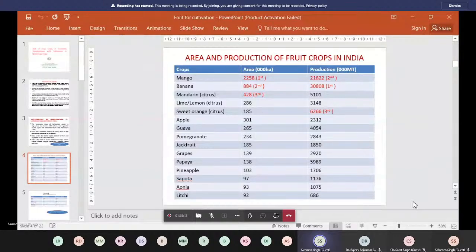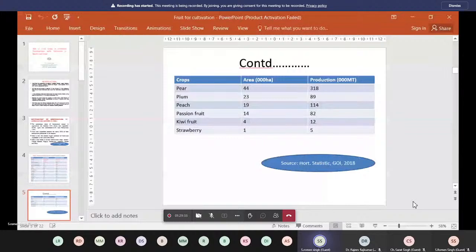In northeastern India, mainly pineapple and citrus, also mainly amla or mandarin and Khasi lemon, are grown. And some other crops like pear, plum, peach, passion fruit, kiwi, and strawberry are also major fruit crops. Among these fruit crops in northeastern India, passion fruit has large cultivation in Manipur, Mizoram, and Meghalaya. There is more cultivation there.